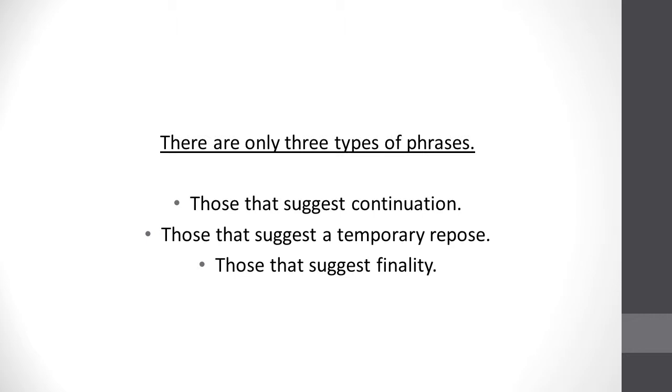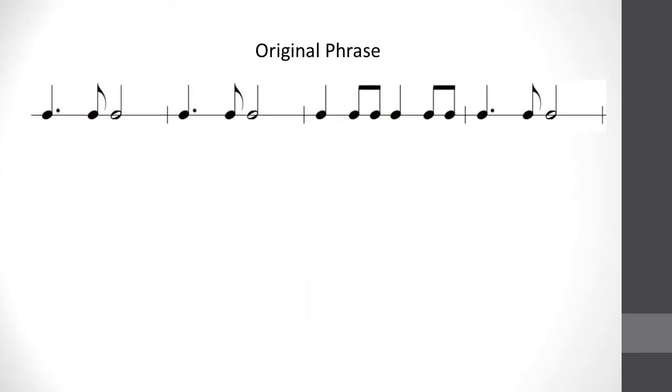Although these 3 types of phrases are more easily delineated through means of melody and harmony, which we shall see later, rhythm can also lend its hand in forming musical sentences. Let's take a look at a few examples and see how changing the ends of the phrase rhythmically can affect what the phrase will suggest to the listener. Here's our original phrase.